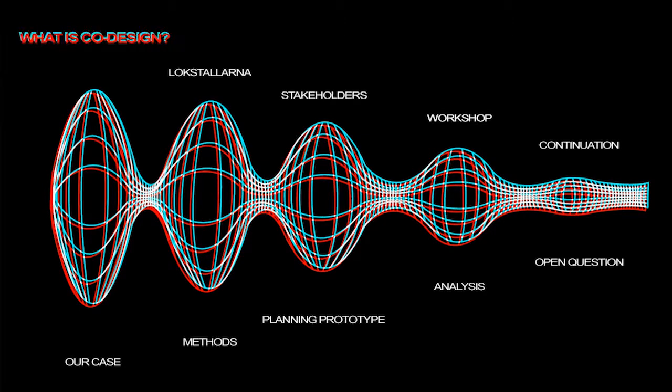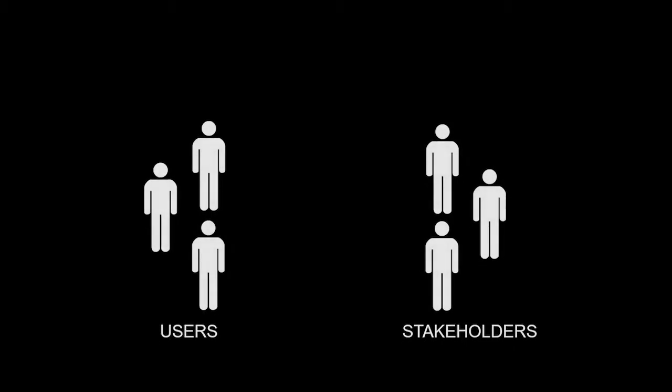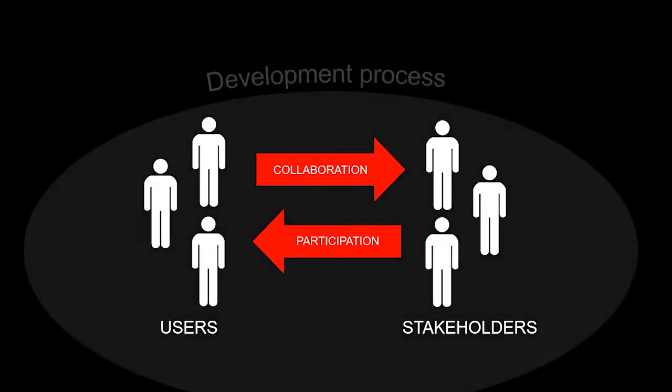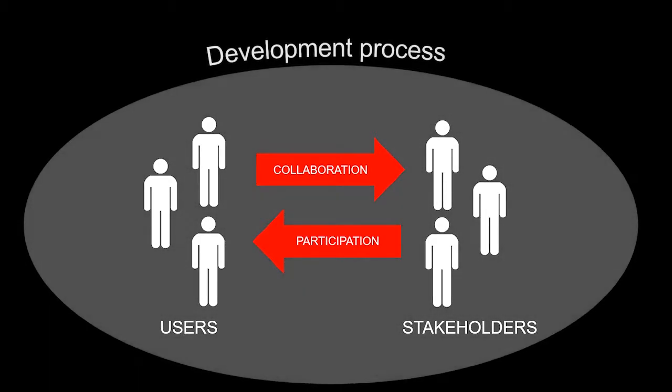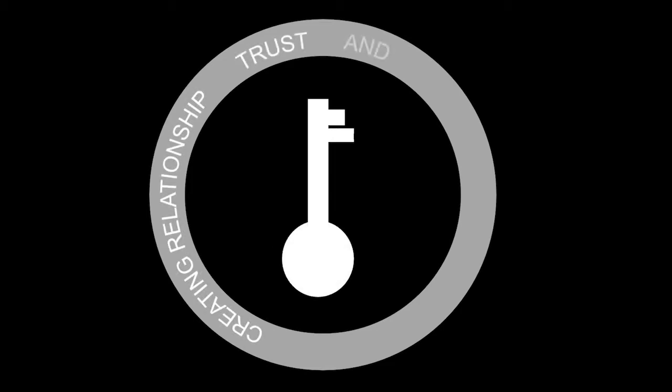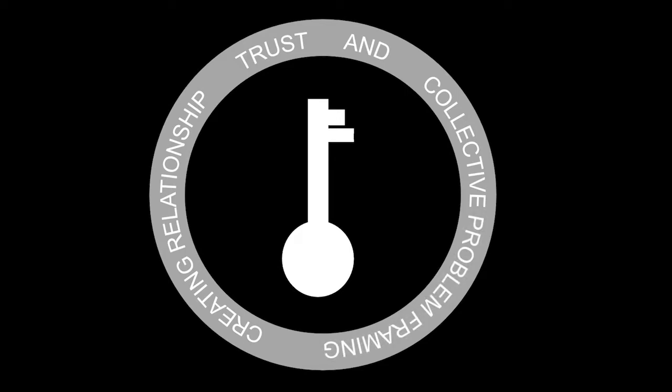So, what is CoDesign? It can be defined as a form of designing that engages users and stakeholders to participate and collaborate in the process of development. Citizens and organizations can be seen as stakeholders with whom to co-design with. The key to perform co-design is about creating relationships, trust, and collective problem framing of specific content.